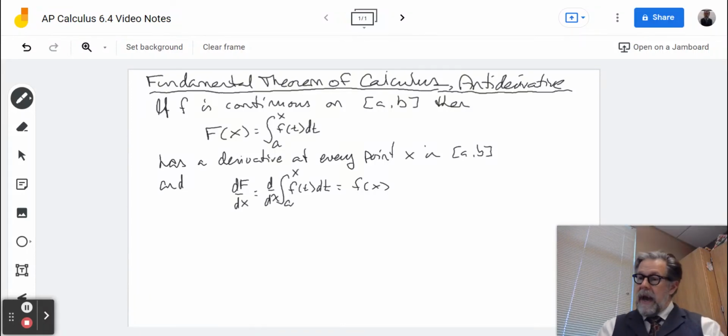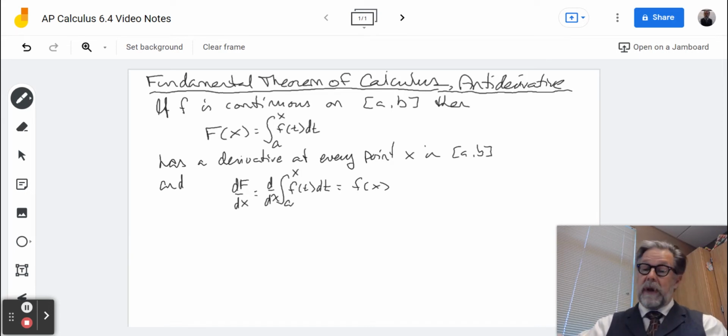All right, welcome back. Chapter 6.4 is titled The Fundamental Theorem of Calculus. Basically, what we're going to do is talk about some stuff that we've developed over the first three sections, and talk about their impact on how we solve problems.